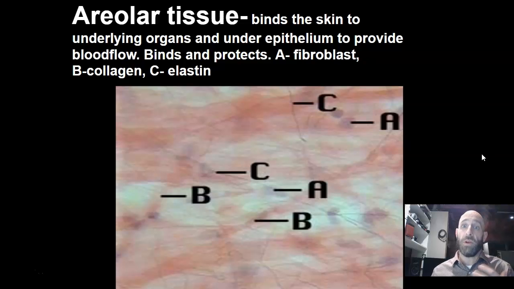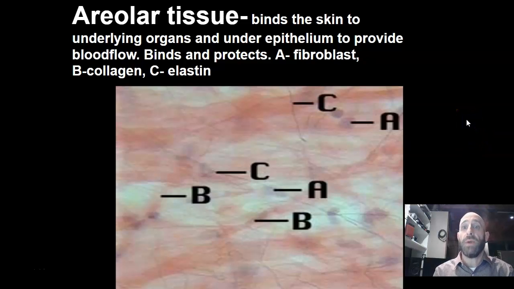And they're going to be found underneath the epithelium. So remember how I talked about there's a basement membrane, and the basement membrane is always between the epithelium and the connective, and then the epithelial tissue gets its blood from the connective tissue. This is the tissue that supplies it. So areolar tissue, there's not a lot to it.